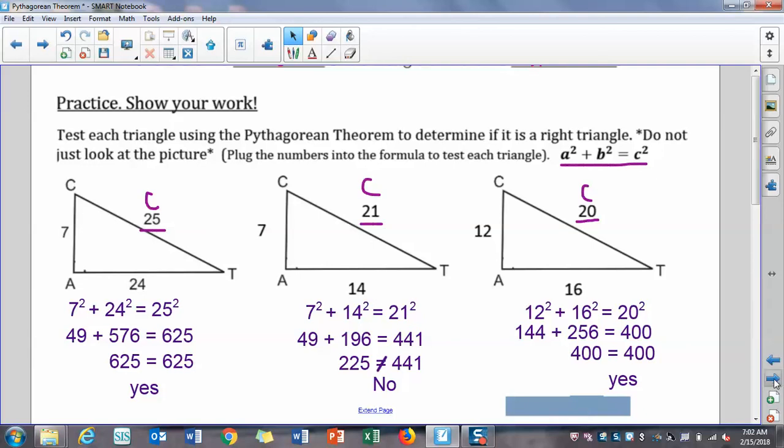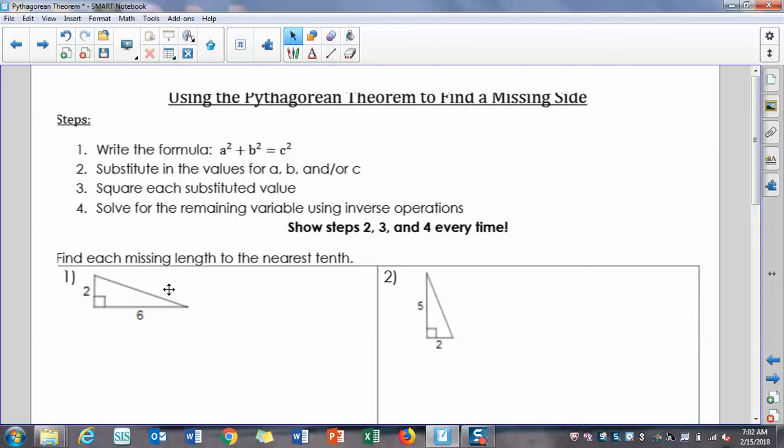Now on the back here on your practice, what you want to do is find the missing side, or the missing length, and round it to the nearest tenth. So here are your steps. You want to write the formula a squared plus b squared equals c squared. You want to substitute in the values for a, b, and or c. So plug in what you know, square each substituted value, and then solve for the remaining variable using inverse operations.